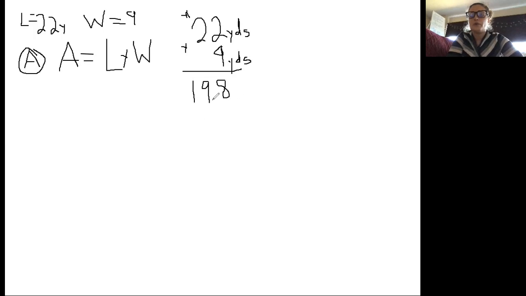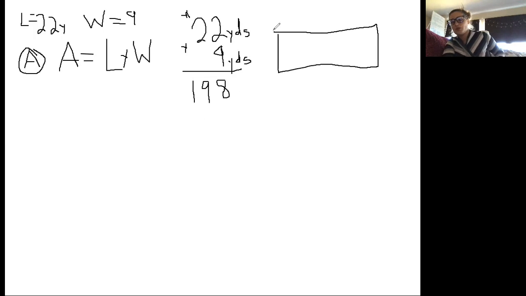So now what we know is we know that we have a backyard that is in a rectangular shape. Trying my best, pretend that's perfect. We know that one side is 9 yards. Okay, and we know that the width is 22 yards. Whoops, I mixed that up. I'm sorry. We know that the length is 22 yards and the width is 9 yards.